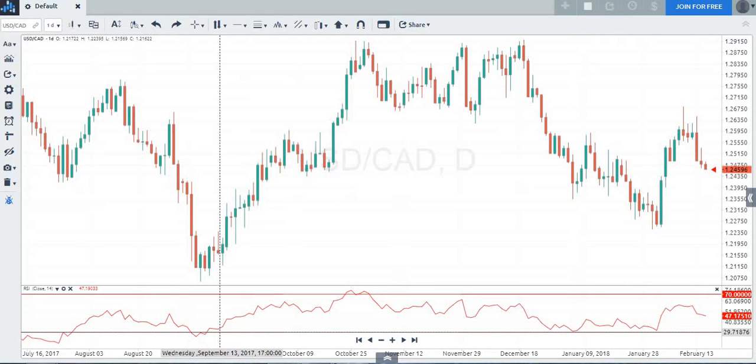Now, does this work 100% of the time? Absolutely not. You will get some false overbought and oversold signals. I have seen instances where this signal line has stayed down, below 20, for a long period of time before it came back up.